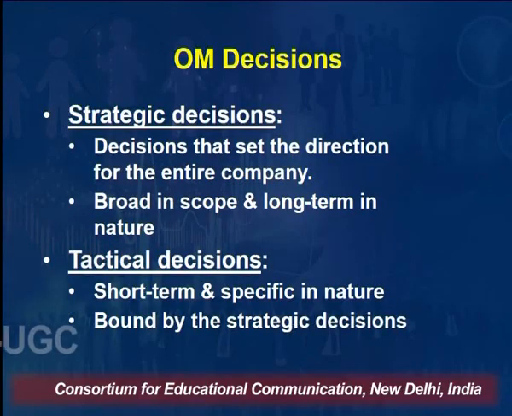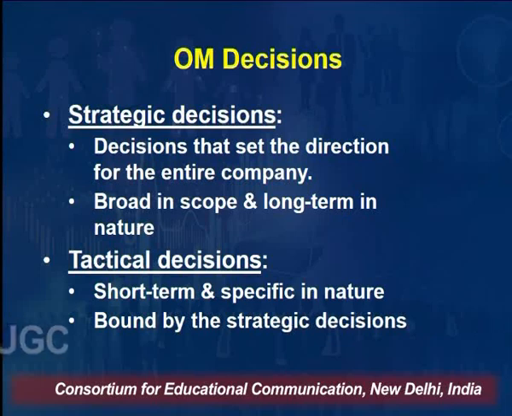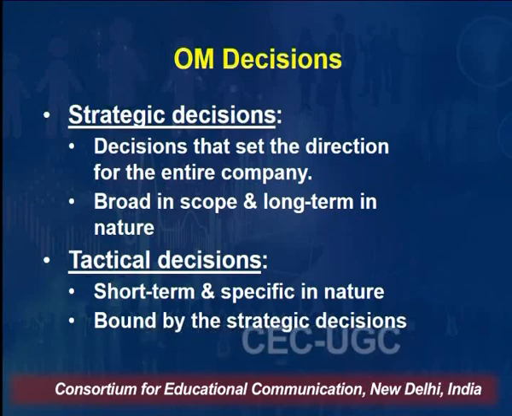The second level of decision which you take in operations management is tactical decisions. Tactical decisions are medium term to short term, you can say. They are specific in nature, and based on the strategic decision you take tactical decisions. For example, you have taken a decision to manufacture, let's say, shoes. Now tactical decisions are what kind of shoes, what kind of quality you need to have.